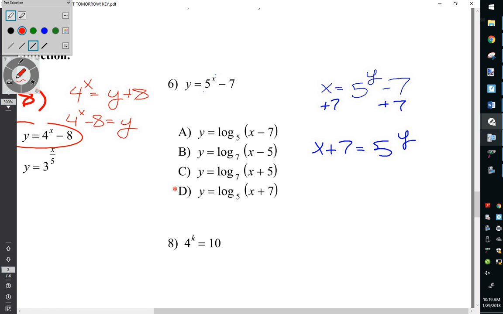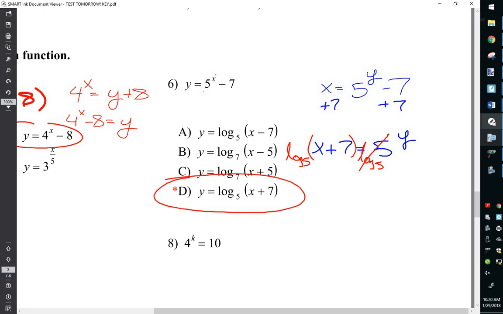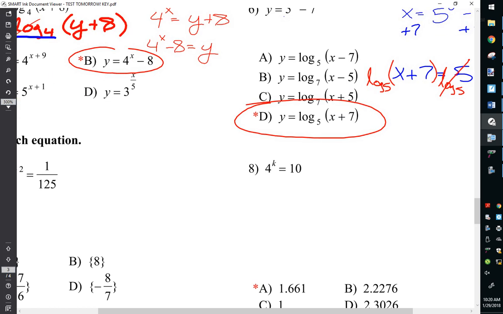Last thing I need to do is get rid of the 5. And the way we get rid of the 5 with the power is log base 5 on both sides. Over there it cancels. Over here I've got log base 5 of x plus 7. That would be letter D. Good problem. Not one we do a whole lot, but it's a good one.